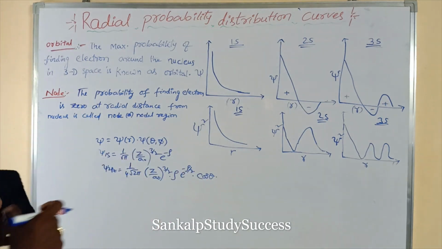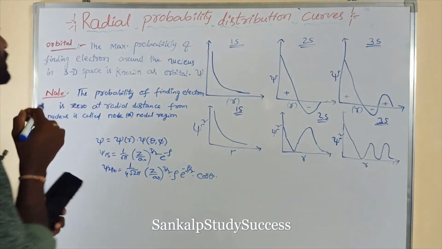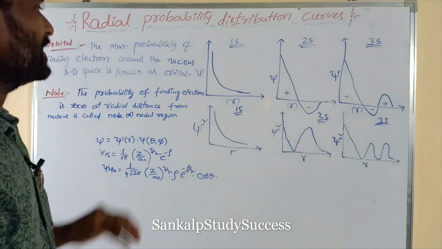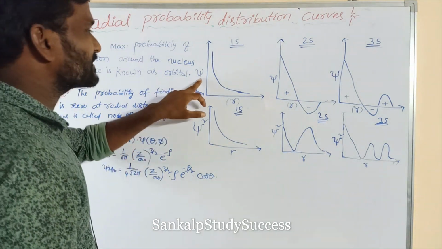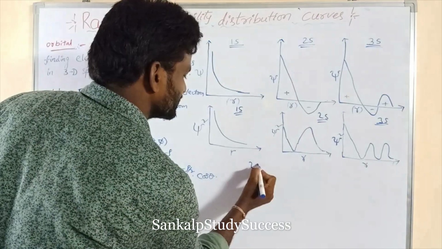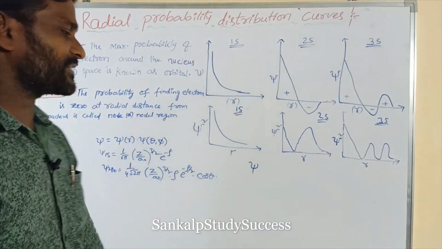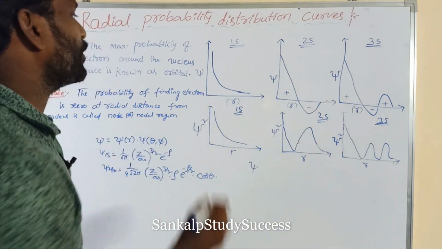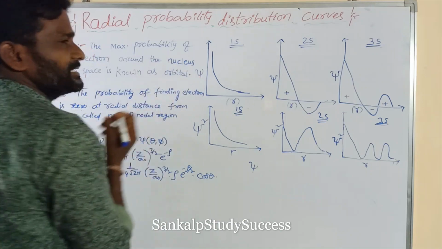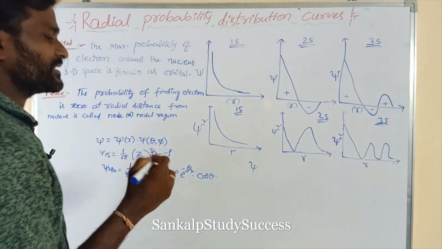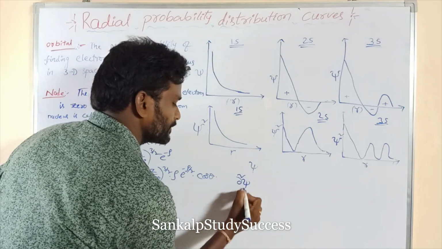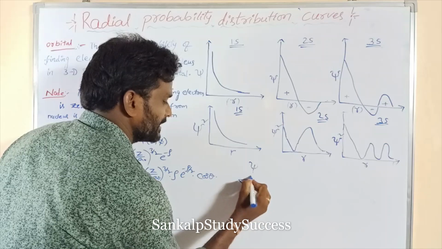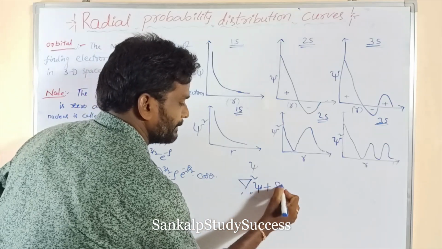First of all, orbital. Before going to orbital, an orbital is the wave function. Wave function is represented by psi. An orbital is the wave function for an electron in an atom. So this psi came from the Schrodinger wave equation: del square psi by del x square plus del square psi by del y square plus del square psi by del z square, plus 8 pi square m.